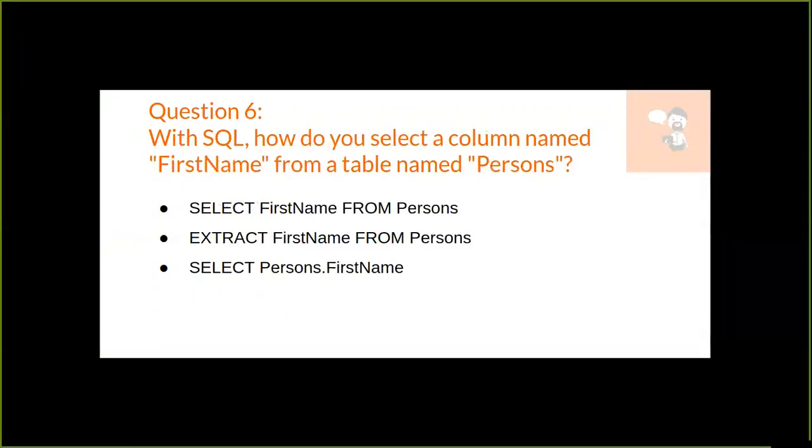In the sixth question we have, with SQL, how do you select a column named first name from a table named persons? And your options are select first name from persons, extract first name from persons, select persons dot first name. Out of these three, you can note down which answer you feel is correct.